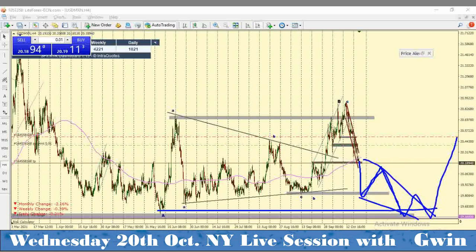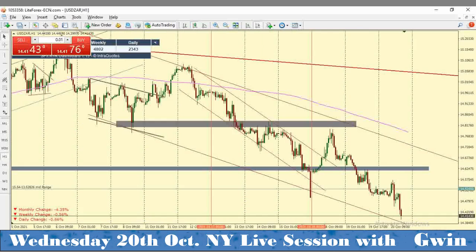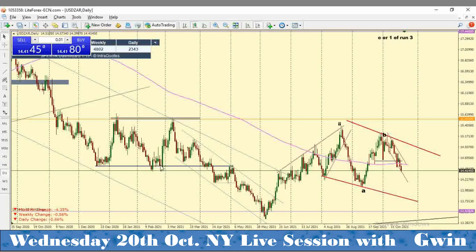Right, so next we look at the USD ZAR. Okay, so the USD ZAR is also set up nicely. We also have our wave 1 right up there, so we could work in an ABC for a wave 2. All right, so that's what we're doing. We're just going to have to wait for everything to happen.